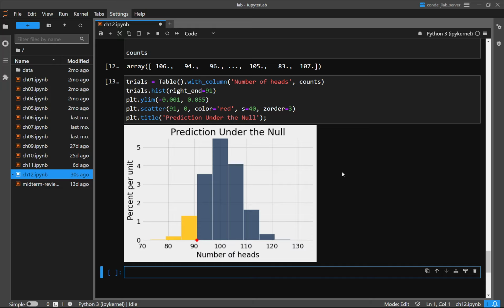Under the assumption that just as many people like it, it's this yellow bit. That makes sense. We just want to add up this yellow bit. What's this proportion to the total? Because that's our p-value. That's our graphical p-value.